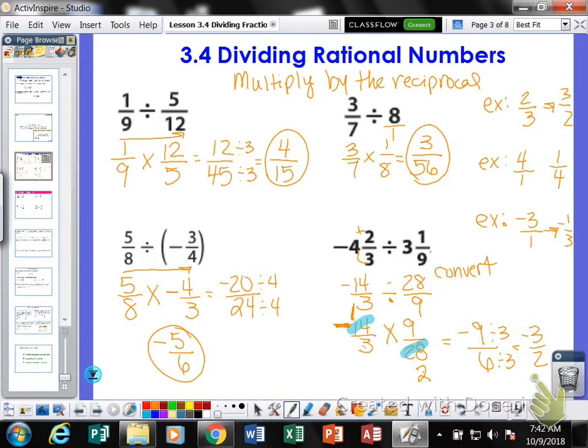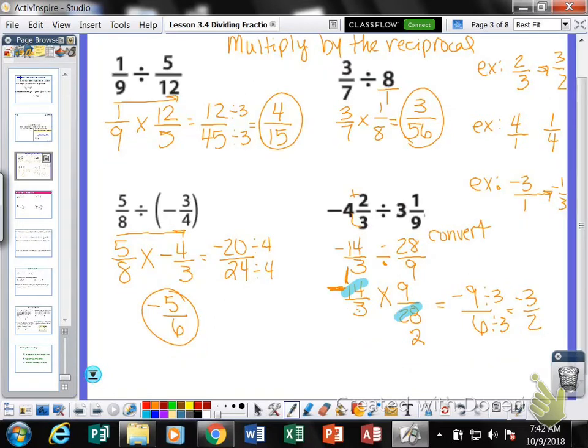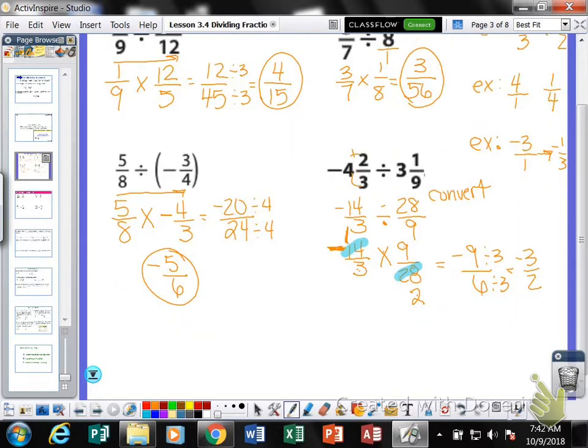But I'm not done, because I have -3/2 there, and I want to convert that to a mixed number. So then I ask myself, how many times does 2 go into 3? Well, it goes in once, so that negative comes down, -1 and 1/2. So that is my final answer.